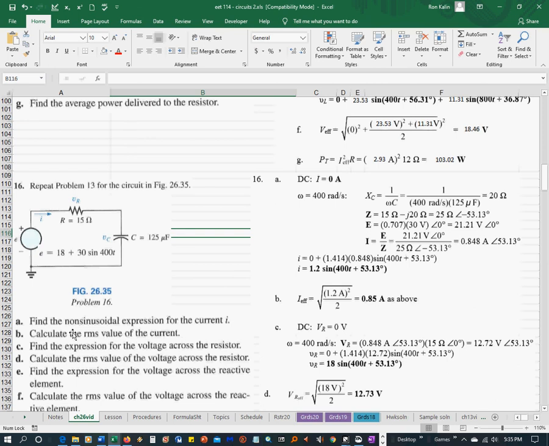Part B, calculate the RMS value of the current. It's just going to be this magnitude squared divided by 2, square root the whole thing because there is no DC component, equals 0.85.